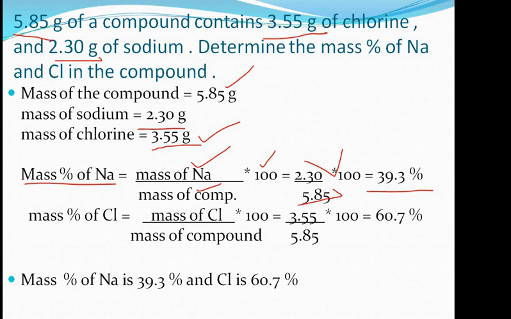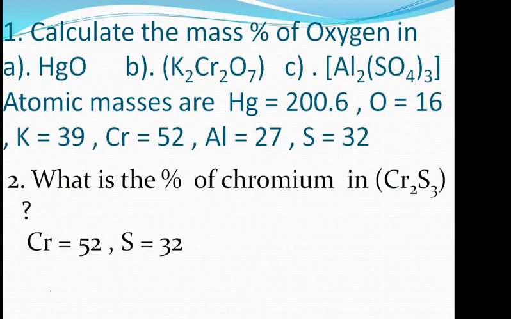So mass of chlorine divided by mass of compound into 100. 100 is for percentage. So 3.55 divided by 5.85 into 100, 60.7%. Write down the answer: mass percentage of sodium is 39.3% and chlorine is 60.7%. So this is your answer. Again, the division is the same. Write down the given data, then write down the formula, do the calculations and write down the answer. So again, the question is divided into parts for the marks, right? Now moving on to the next questions.